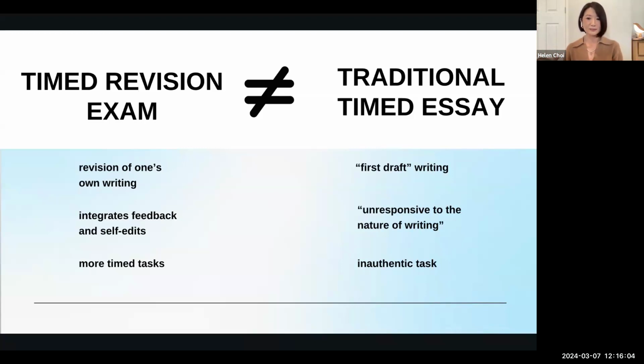And it's been criticized as being unresponsive to the communal nature of writing, because writing is something where you need other people, and this is just the individual writer. Also lots of people will say it's an inauthentic task, because they'll ask, when in life will you ever be asked to sit down and produce a piece of writing in this short period of time? The timed revision exam is slightly different. You're revising writing that's your own. You have to consider other people, your reader, and also the person giving you feedback, and all the experiences that you've had during the semester with your classmates.